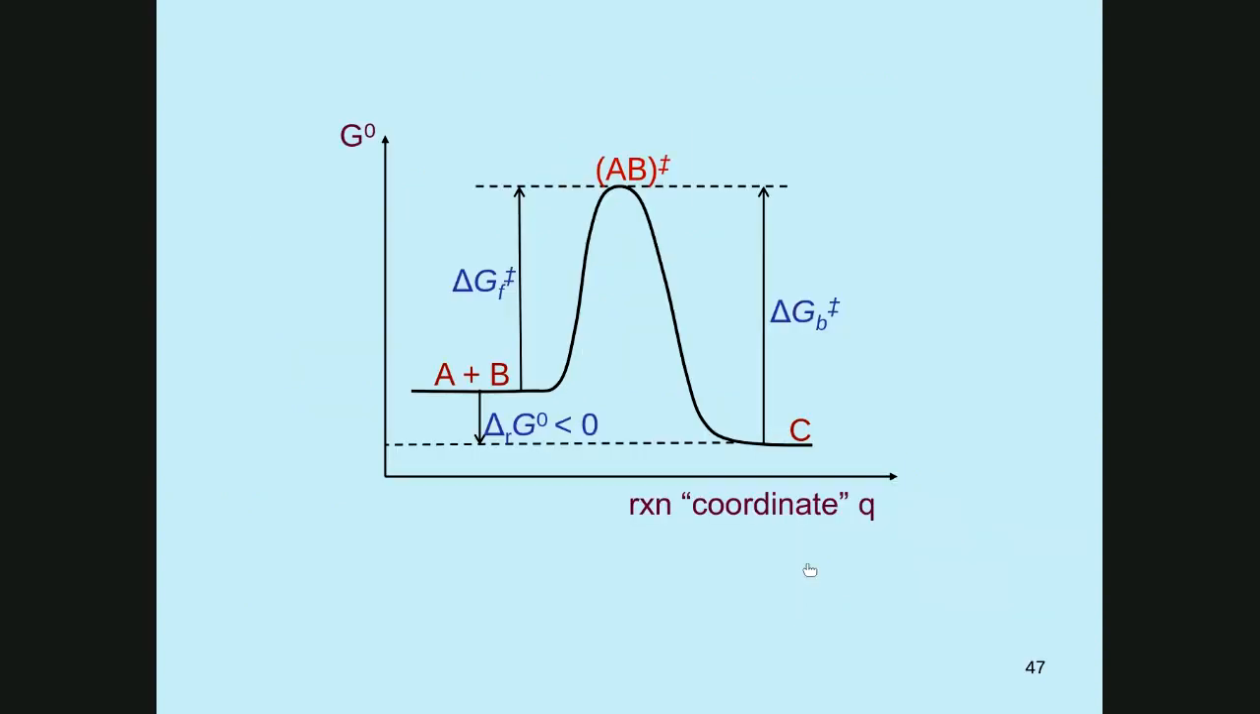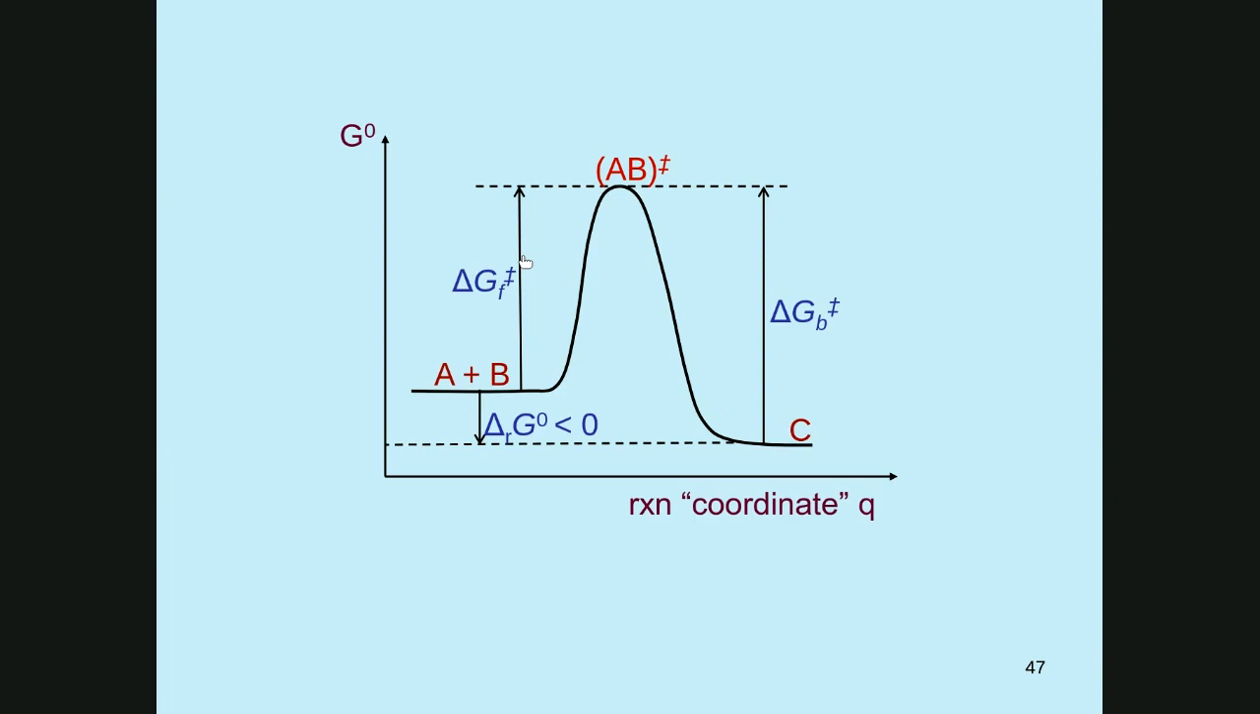Okay, now again we can represent this in a diagram. This time we plot the standard Gibbs energy of A, B, and C against the reaction coordinate, which we denote by Q, a measure of the progress of the reaction. So we start off with reactants A and B, which are present at a certain standard Gibbs energy level, G naught. Then they pass through an activated state, AB dagger, before moving downhill to the product side.